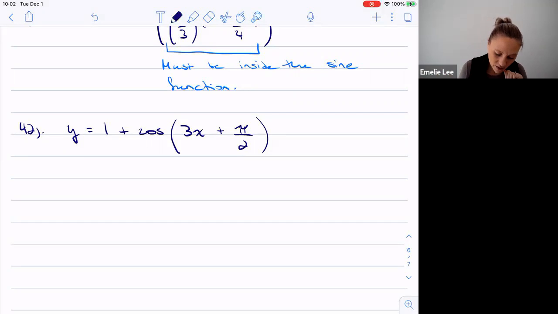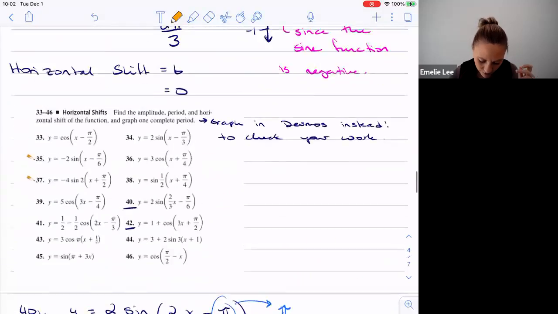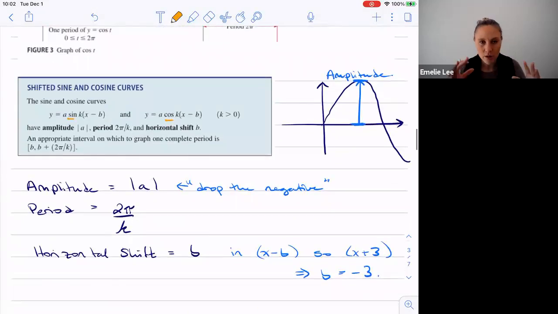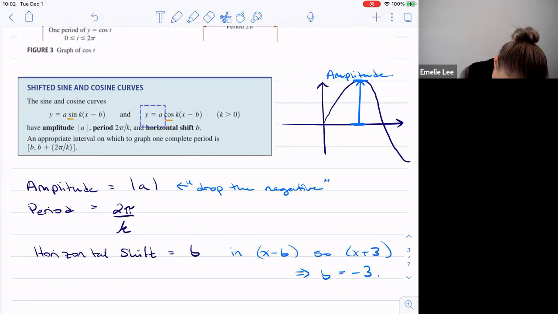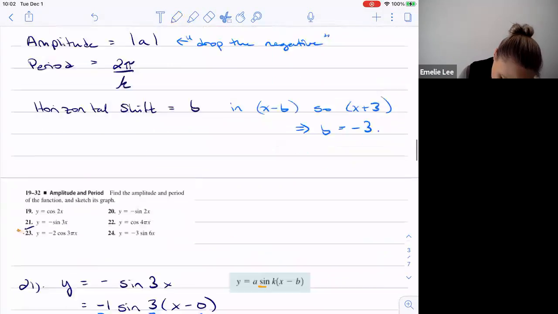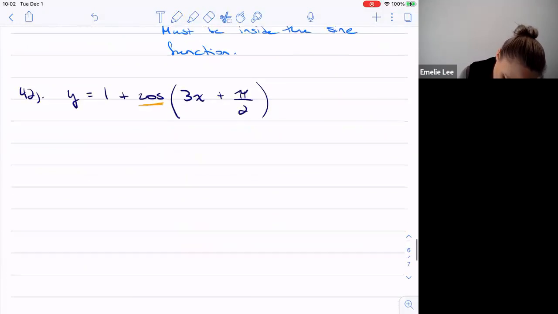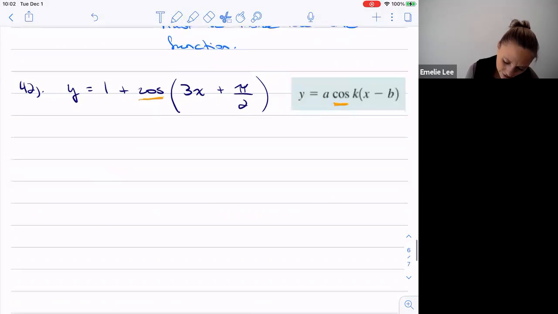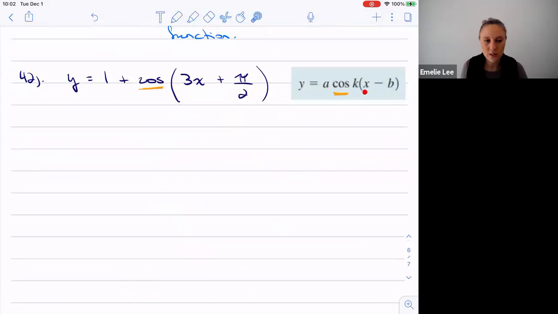If I'm adding something to the function, it's a vertical shift. So what I need to do is rewrite this. It's a cosine function, so I'm going to grab that default cosine function, and then rearrange it until it matches. So I need to rearrange it so I have x minus b again, which means to get x on its own, I have to pull out a common 3. That also means my k is going to be 3. But I need to pull it out of pi over 2.